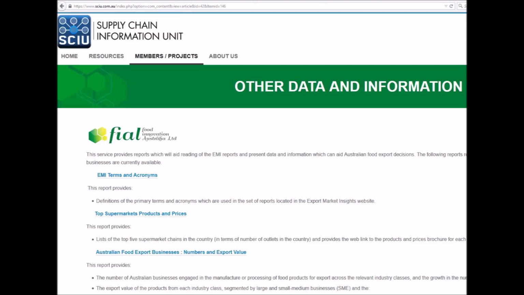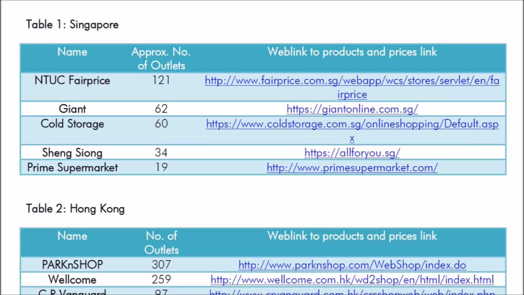Members or businesses are saying, well, okay, but I'd like to know what products are on their shelves and what are the prices. And one of the things we found was that we could look at supermarkets and identify the top supermarkets and the web links to them. For Singapore, we can find the set of top supermarkets, as indicated by the number of outlets, and their online websites actually provide a very rich source of information.